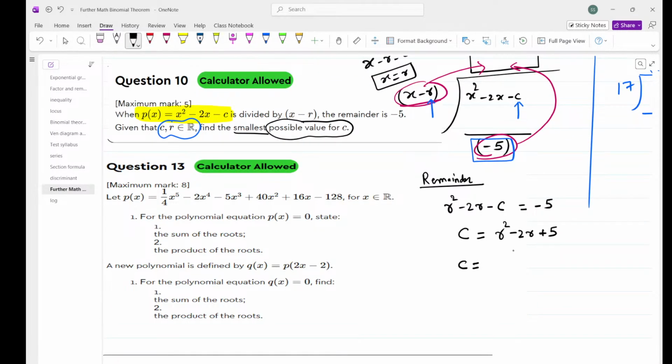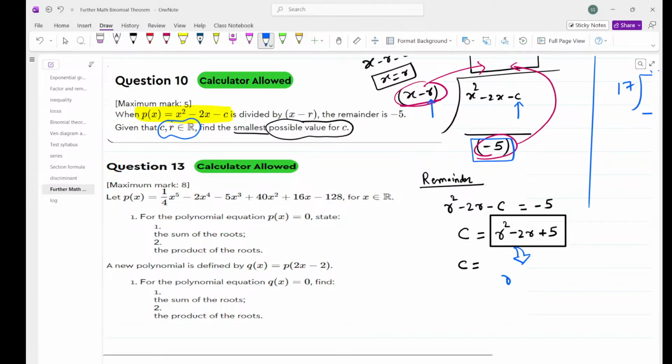Okay. Can you see this is a quadratic expression, not an equation? It is r square minus 2r plus 5. Am I right? Can you tell me the range, or can you write this in completing the square form?